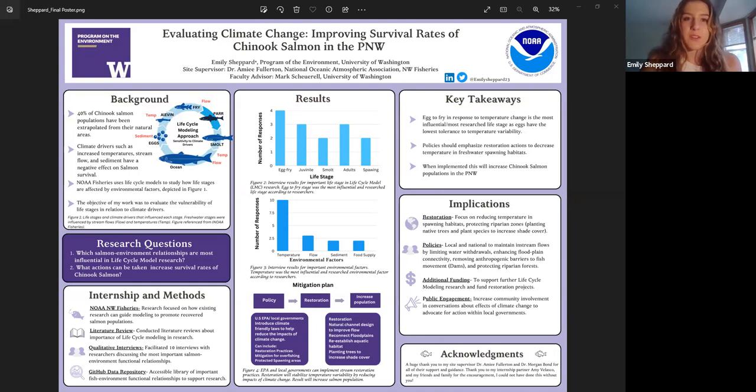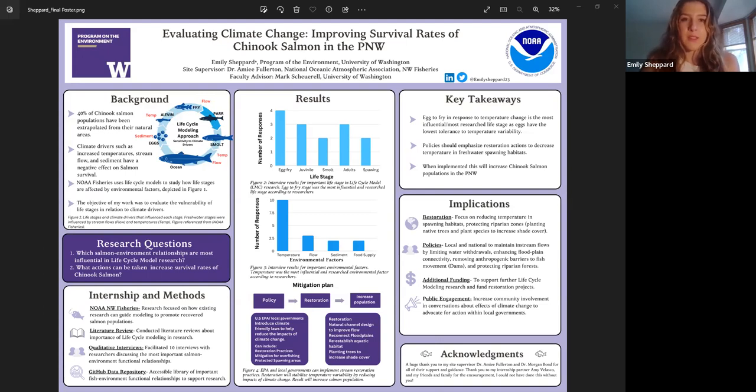For this reason, I chose to research how increasingly warming temperatures are going to affect egg to fry survival of Chinook salmon in the Pacific Northwest. And Figure 3 demonstrates that of all the environmental factors affecting life stage, temperature was the most important factor. The results of research question 1 led me to research question 2, that mitigating a plan to decrease temperature in freshwater spawning habitats will increase survival in the egg to fry life stage.